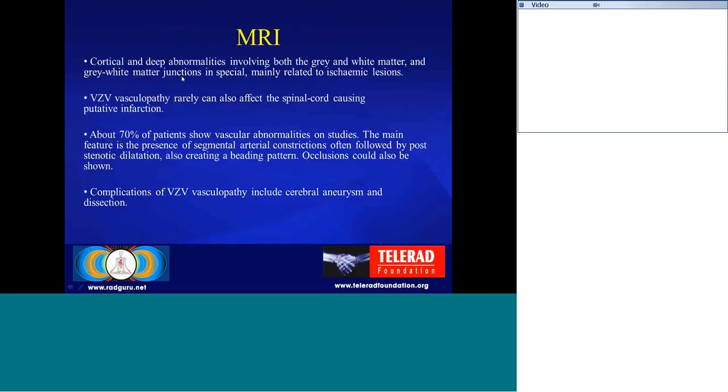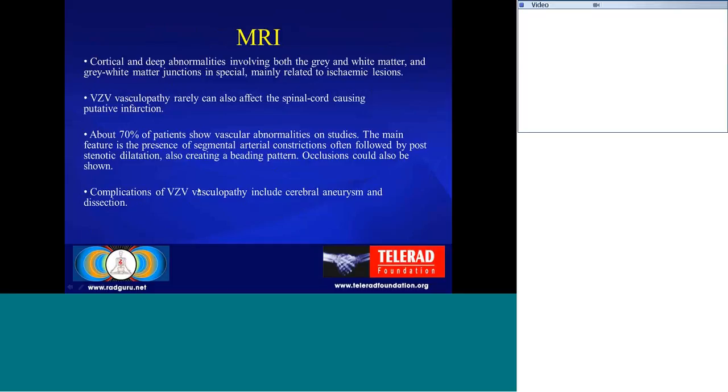So coming to the MRI, there are cortical and deep abnormalities involving gray and white matter lesions related to ischemic lesions. Because of the medial and large arteries involvement, there will be ischemic changes in the brain parenchyma, which will involve the gray-white junctions and also the cortex. And sometimes they affect the spinal cord, causing infarction.